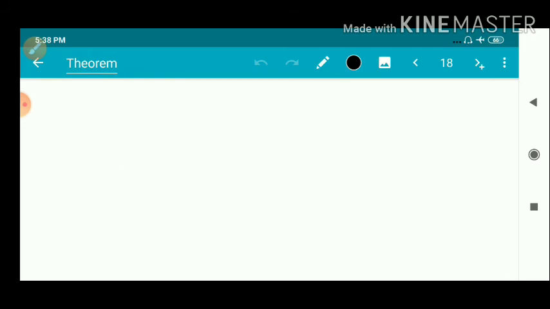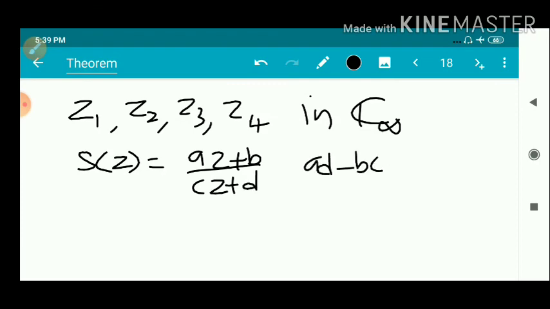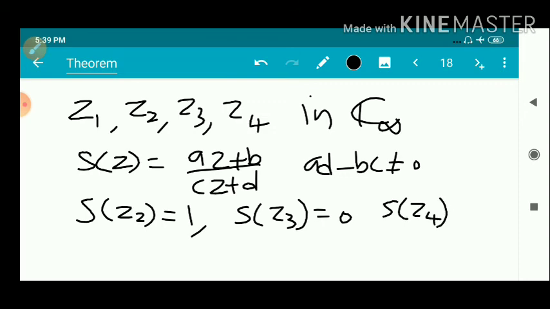Okay, now we have another definition. If we consider four distinct points z1, z2, z3 and z4 in the extended complex plane C infinity, and a Mobius map s of z equal to az plus b divided by cz plus d, where ad minus bc not equal to 0, such that this Mobius map has the property s of z2 equal to 1, s of z3 equal to 0 and s of z4 equal to infinity. That is, the second point maps to 1, the third point maps to 0, and the fourth point maps to infinity. Such a map is s of z.